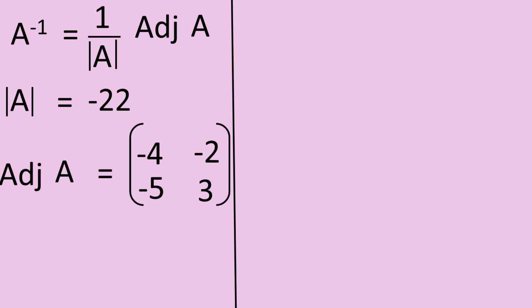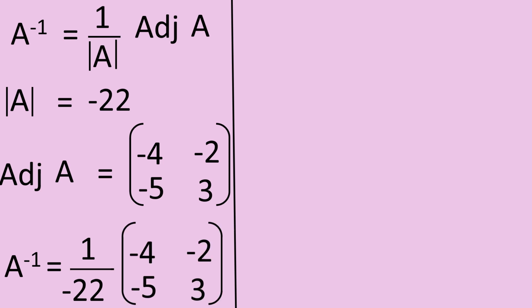So let's look at the formula again. A raised to power minus 1 is equal to 1 over the determinant of A times the adjunct of A. And we have both the determinant and the adjunct. The determinant is equal to minus 22. The adjunct of A is, as we have seen there, so we'll just combine the two. That's both the 1 over the determinant times the adjunct. So this gives us A raised to power minus 1.